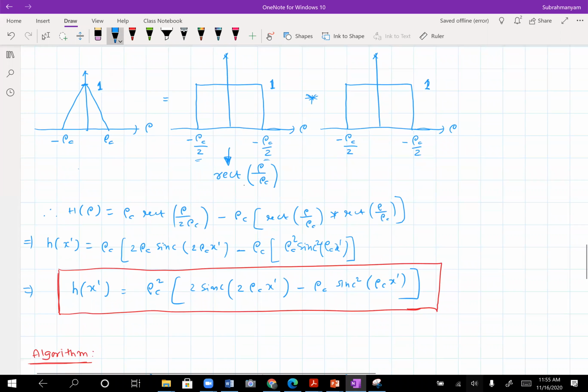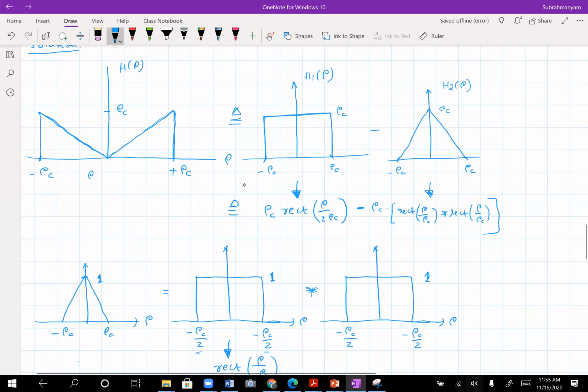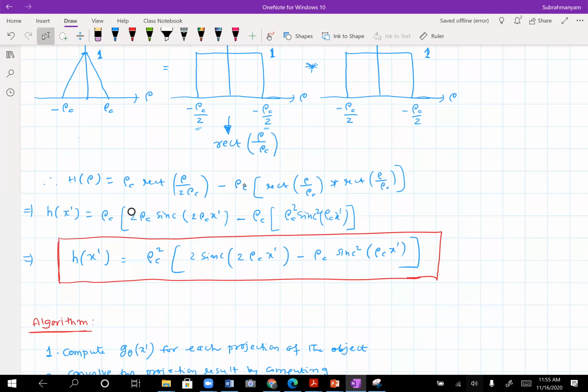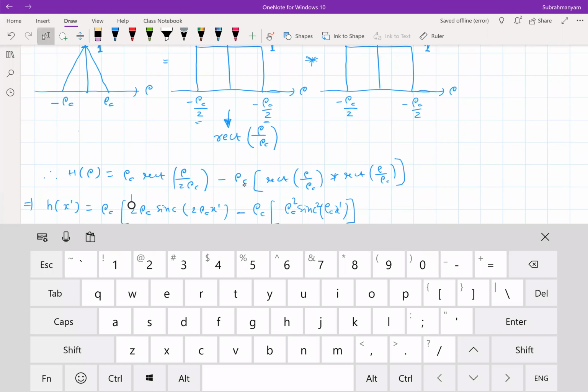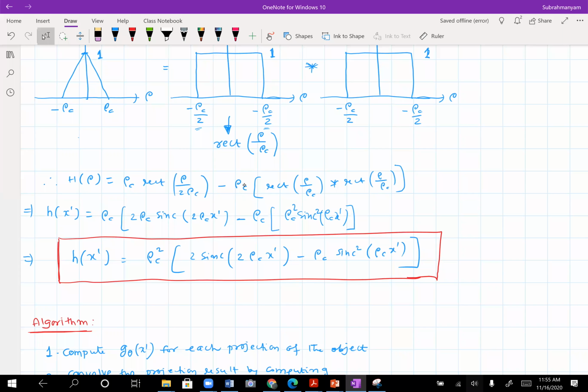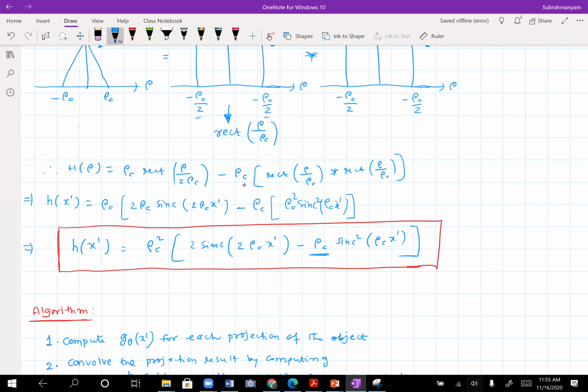Then how could I write that? My h of rho, in the frequency domain, has magnitude rho c. So rho c into rect of rho by 2 rho c, minus rho c into rect convolved with rect. That is equivalent to sinc multiplied with sinc in the spatial domain. So this is what I would get as h of x dash.